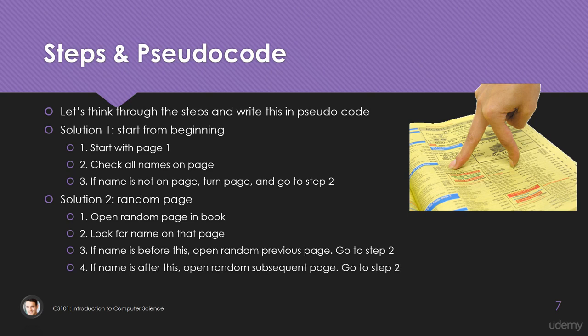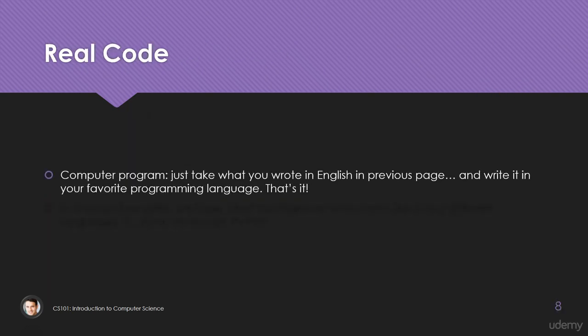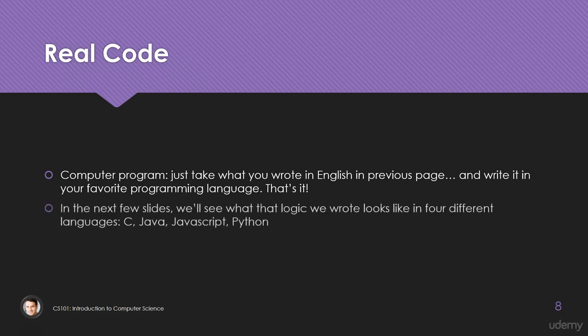So we can apply this exact same thing to software programming. So let's actually look at how this process of searching for someone's name in a phone book would look in a real programming language. So in a computer program, you just take what you wrote in English in the previous page, those steps, and you write it in your favorite programming language. That's it. But of course, you do need to have a basic understanding of programming in those languages. So the next few slides, we'll see what that logic that we wrote looks like in 4 different languages: Java, C, JavaScript, and Python.